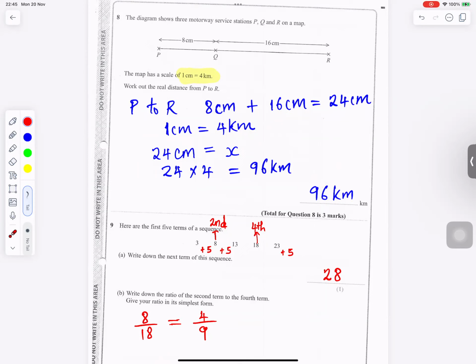Number 9, here are the first 5 terms of a sequence. Write down the next term of the sequence. So it goes up by adding 5. So when you add 5 to 23, you get 28. Write down the ratio of the second term to the fourth term. Second term is 8. Fourth term is 18. Simplify it is 4/9. Half of 8 is 4. Half of 18 is 9.